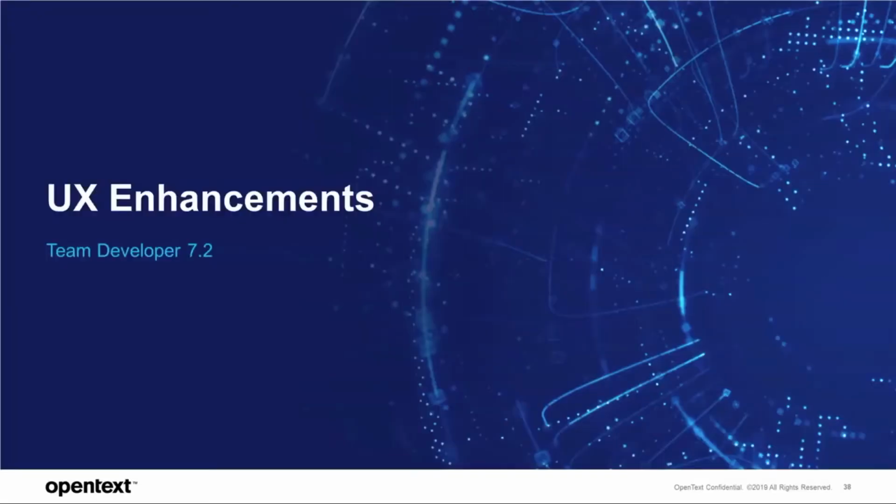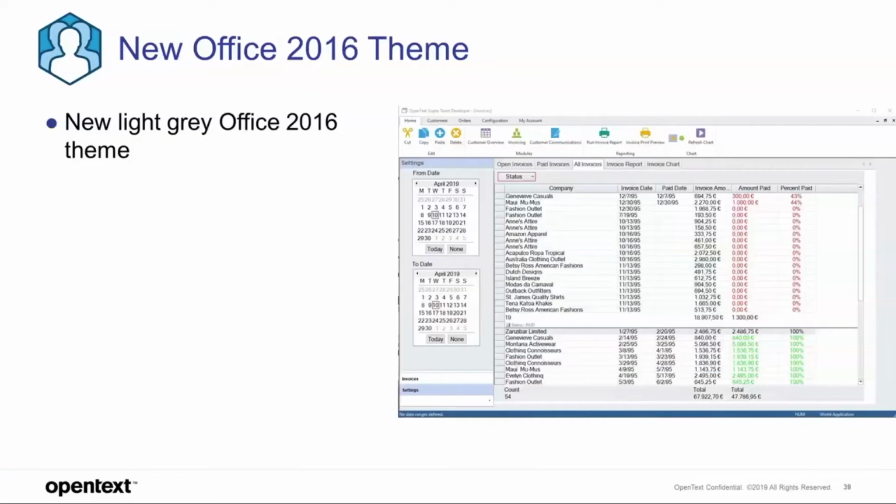There are a number of UX enhancements in Team Developer 7.2 as well. We do have a new light gray Office 2016 theme. You can see it in that screenshot. This one looks a bit like the previous Office 2012 theme, the white theme, but offers more contrast. So users might find this one easier to read and work with than the plain white theme.